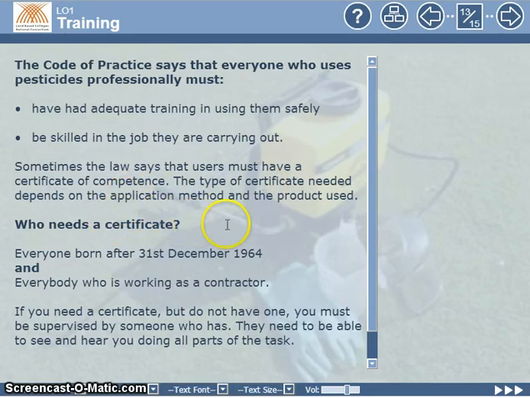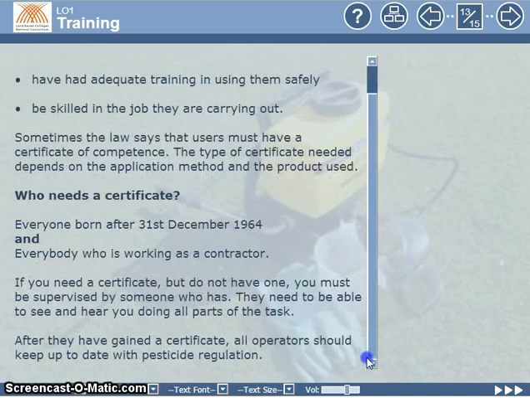Who needs a certificate? So everyone born after the 31st of December 1964 and everybody who is working as a contractor. If you need a certificate but do not have one, you must be supervised by someone who has. They need to be able to see and hear you doing all parts of the task. After they have gained a certificate, all operators should keep up to date with pesticide regulations.